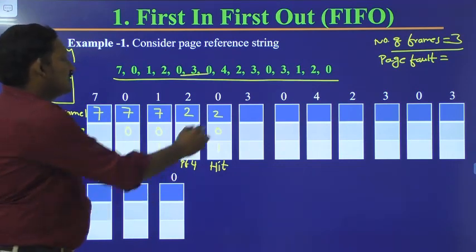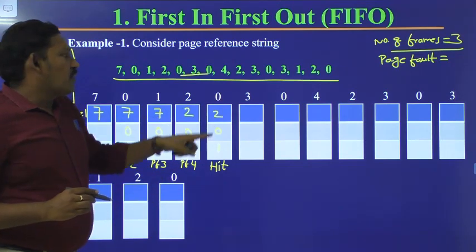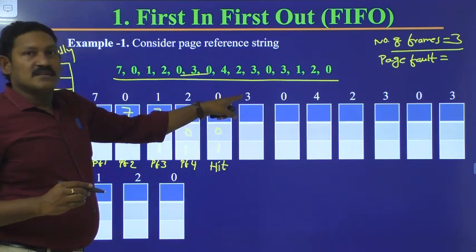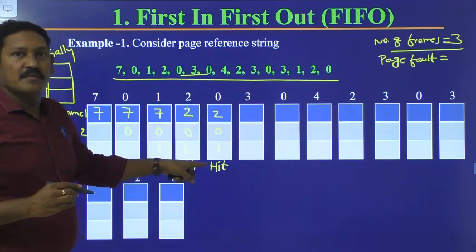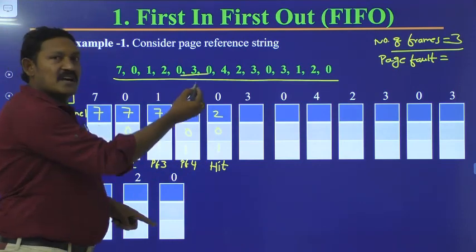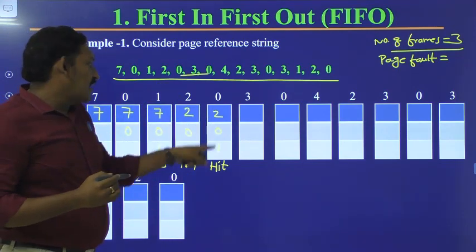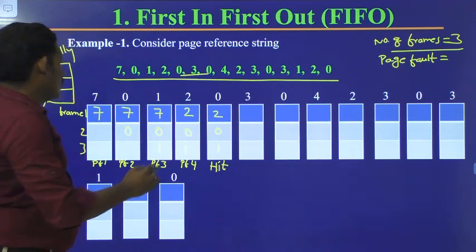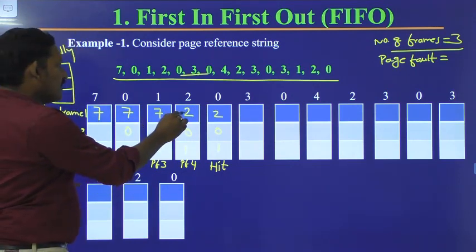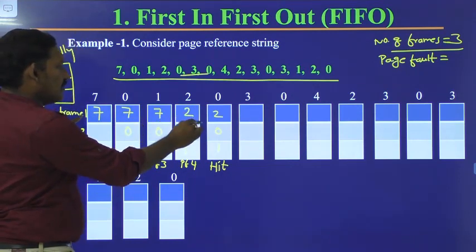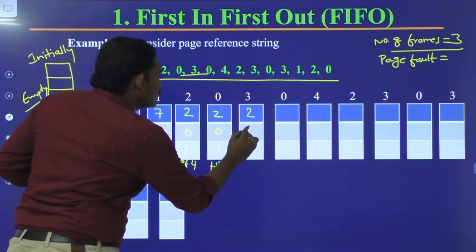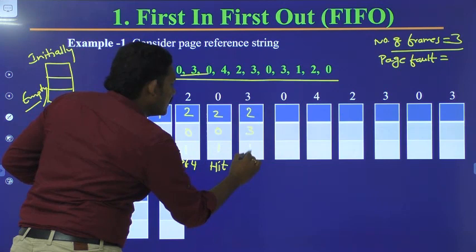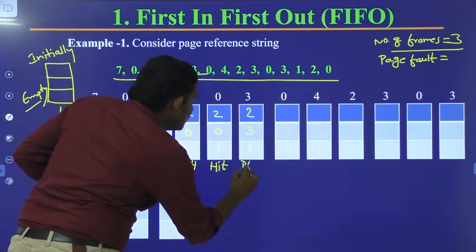Next 3. The CPU wants page 3, but unfortunately page 3 is not available in the main memory. So we have to insert page 3 inside the main memory, and one should be removed. Just now we replaced frame 1, so now frame 2. Frame 2 is 0, so 0 should be replaced. Page fault 5.